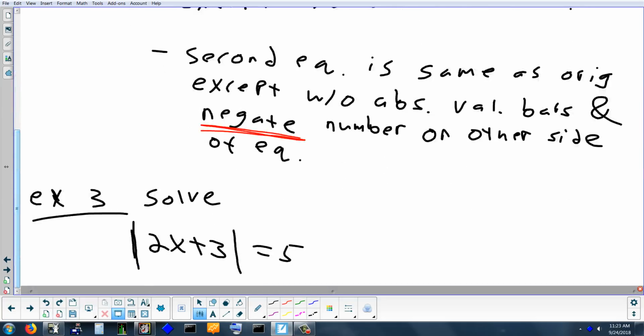Can you have variables on the other side? Yeah, but I might have you try one in the homework, but as far as like a test, we're just going to stick with numbers on the other side.